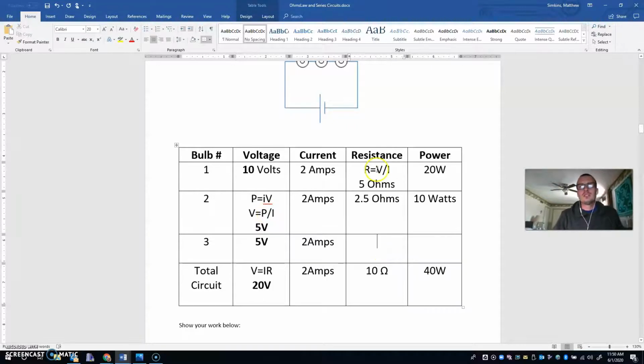And then we do the same calculations over here. R equals V divided by I. So 5 over 2 is going to be 2.5. And it's resistance, so that's going to be ohms. And no surprise here that power would be 10 as well. And it just so happens that power adds up also.